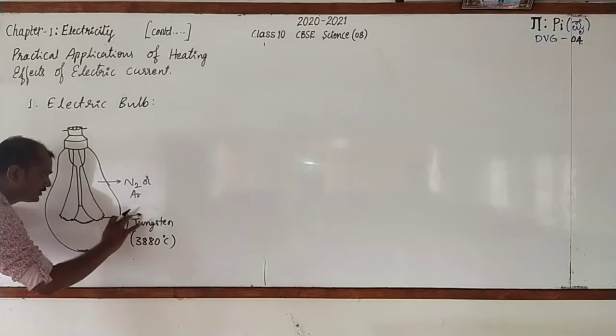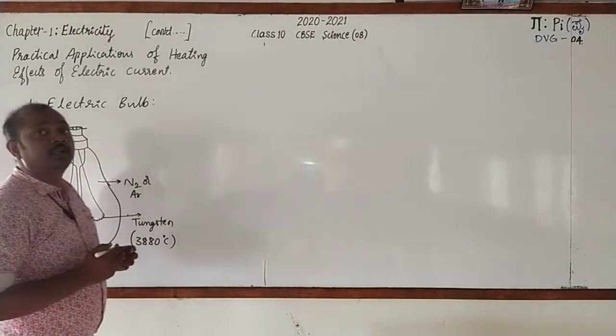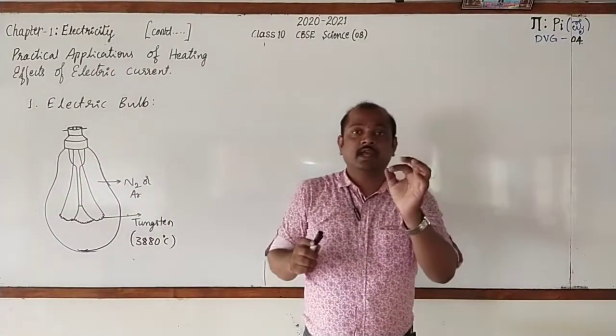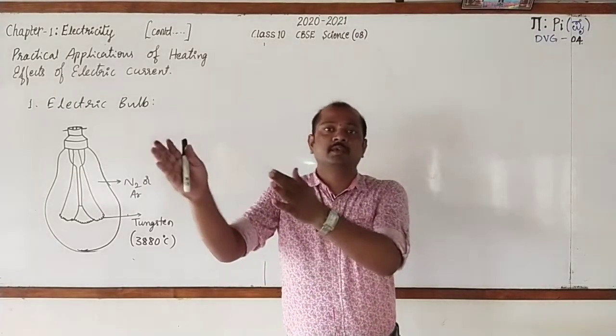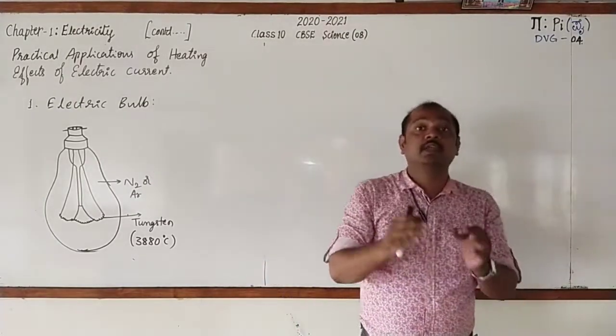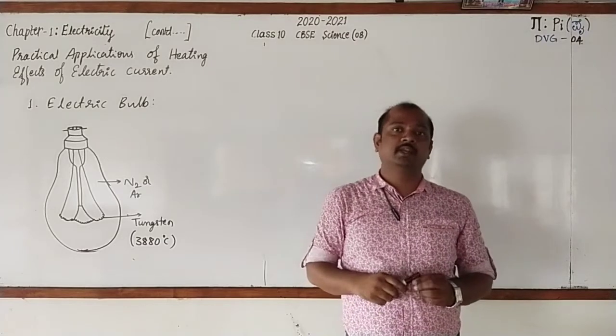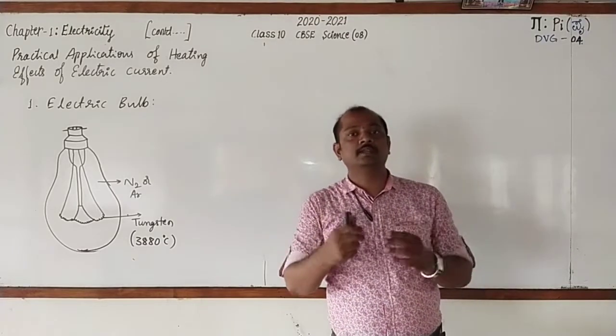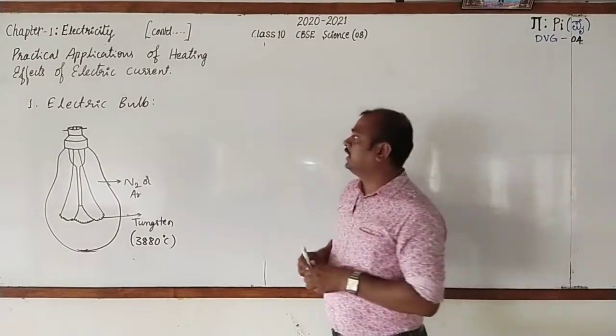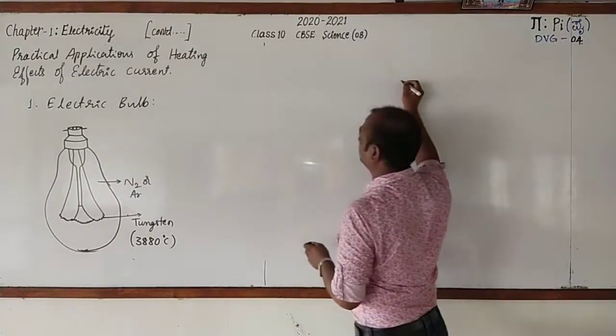one more electric device. As I said, it protects, it acts as a safety device. When an excess amount of electric current flows in the circuit, it breaks the circuit automatically. What is that? It is the fuse. Electric fuse. I'll go for writing here.